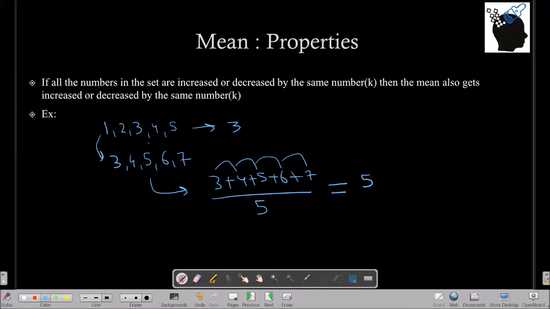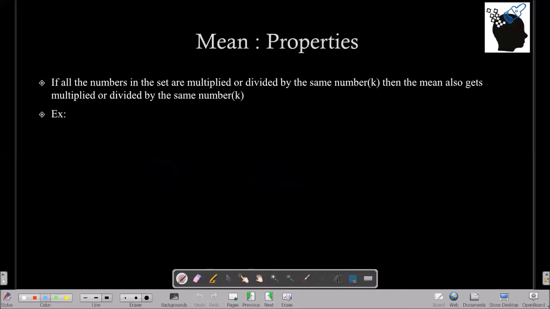So what happened in this case? We increased all the elements by 2, and even the mean got increased by 2. So remember the property, if all the numbers in the set are increased or decreased by the same number, then the mean also gets increased or decreased by the same number. Now let's see what happens if we try to multiply or divide all the numbers in the set by the same number.